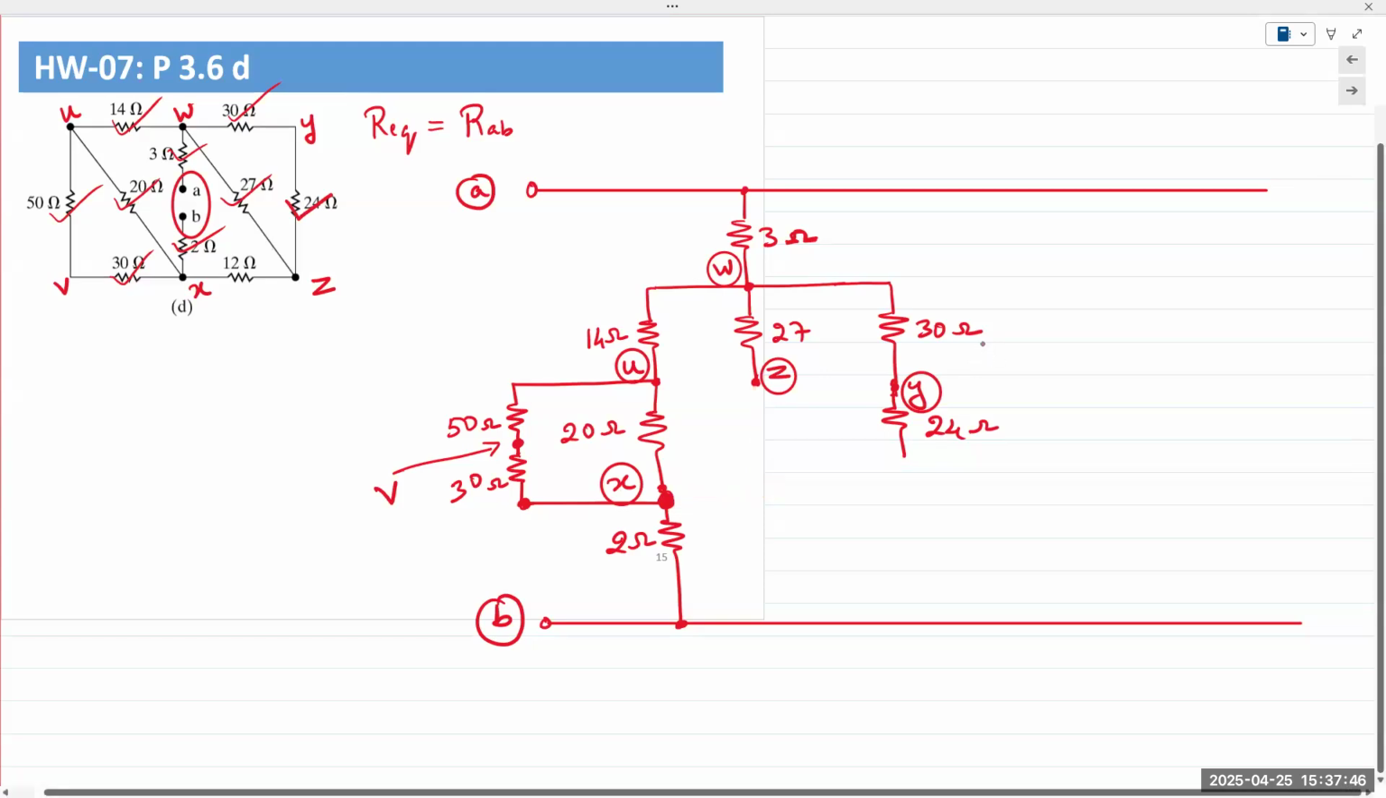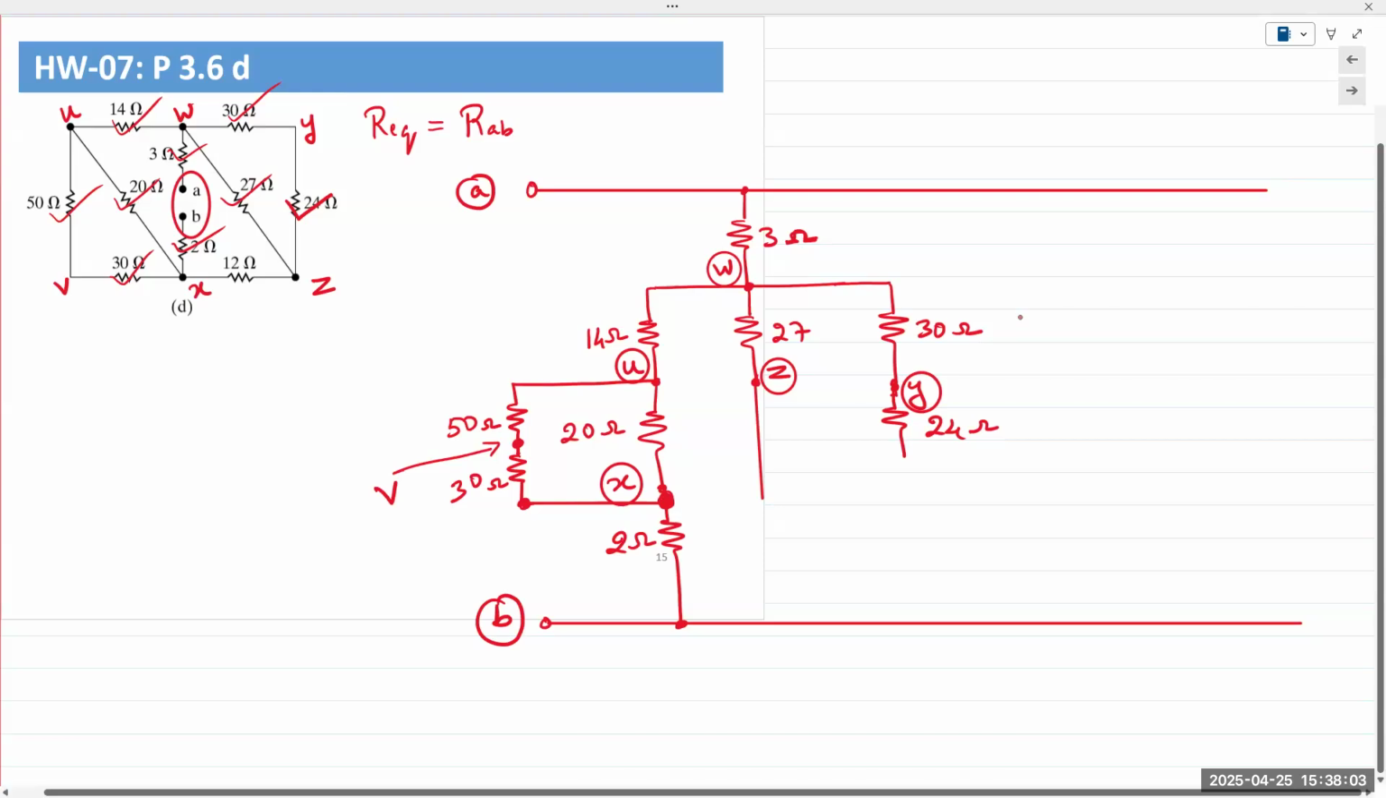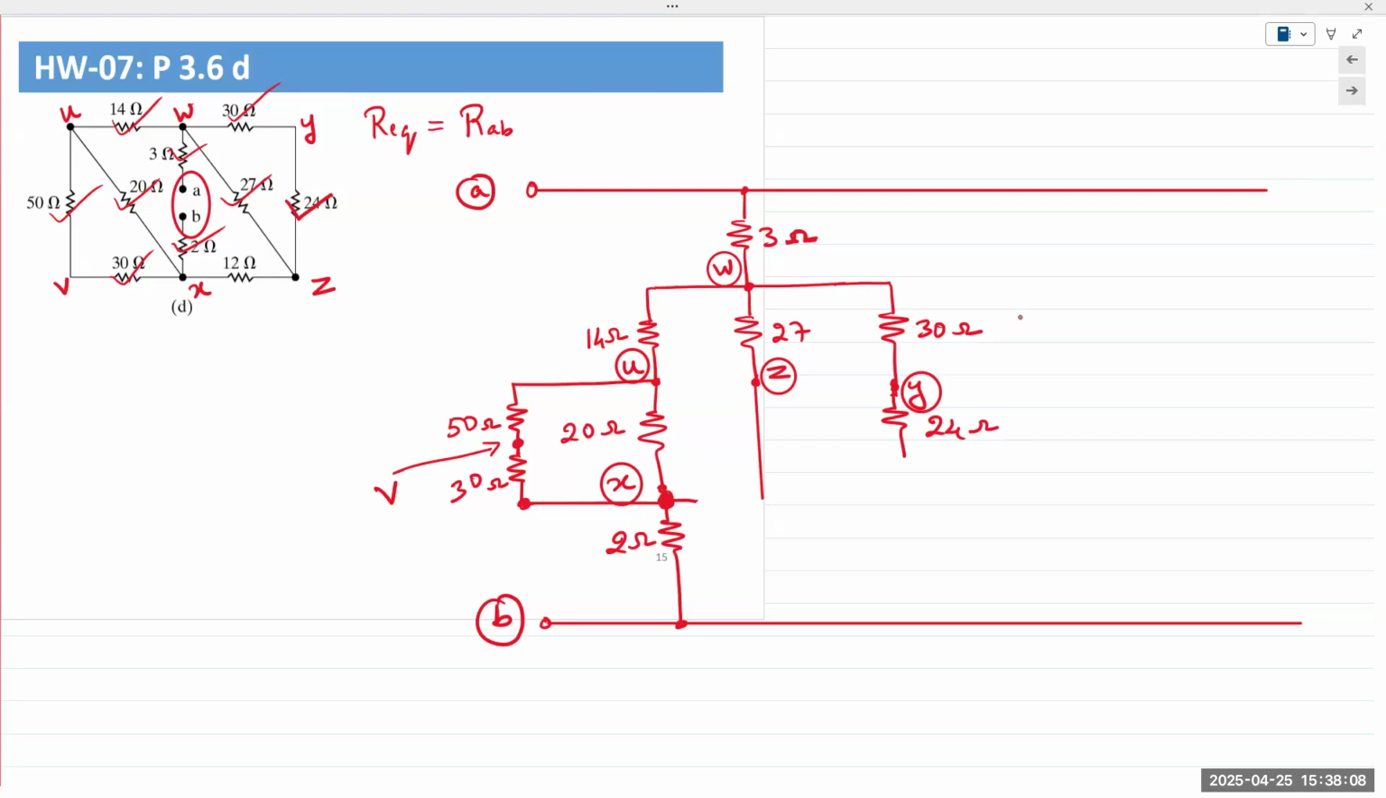So X is right there, Z is right there. So let's do the connection this way. W24, W27, that comes down here. And then we have, let's see, 12 ohms between X and Z. So it should be here. That is still X. And this is still Z. Okay.